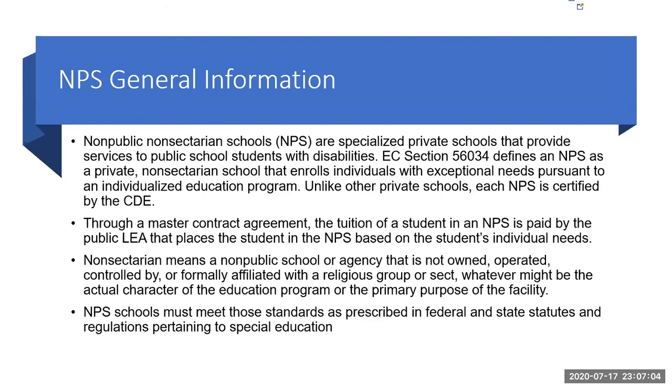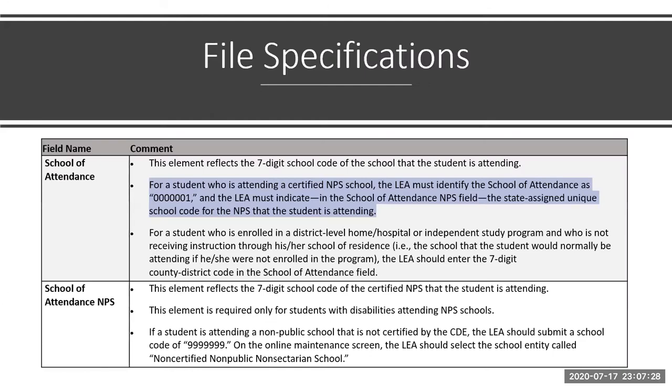And so we have these students that are attending these specialized certified private schools because they are students with disabilities. We need their education program information. And if you don't report it, you get a CERT 144, which is a fatal error. To understand how the error triggers, you can go to the file specifications document, okay? And in the school of attendance field, it tells you how NPS schools are reported.